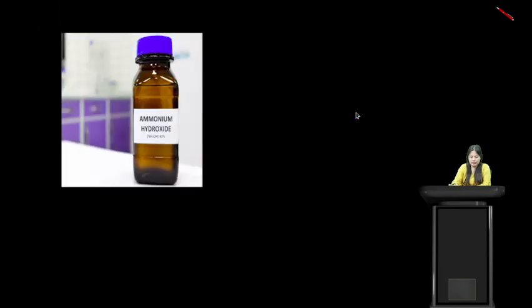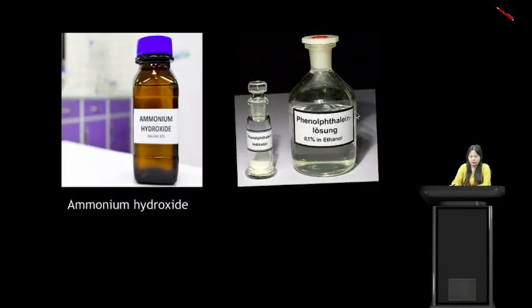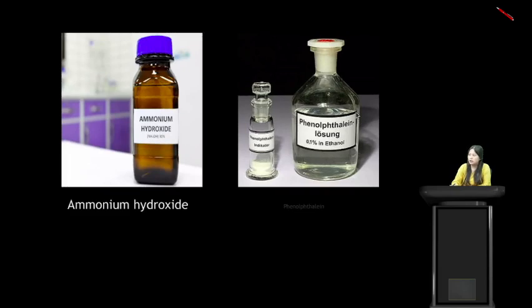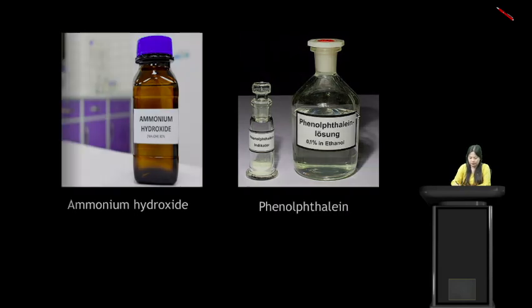Ammonium hydroxide, then we have phenolphthalein in ethanol. These are also examples of solution. Phenolphthalein.